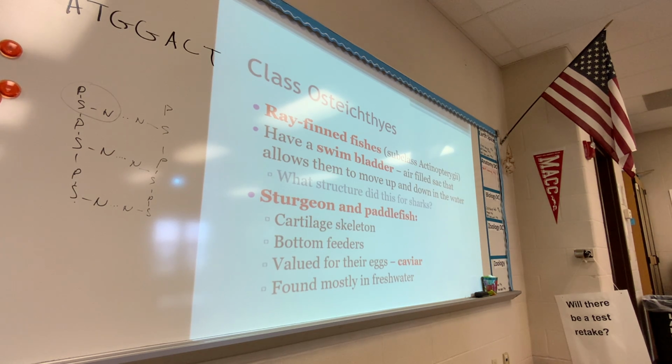Within this class, we have what are called ray-finned fish, and these are the ones that do have a swim bladder, that air-filled sac, and sturgeon and paddlefish are found within this group. The sturgeon and paddlefish are typically larger, and these are the ones that are very much valued for their eggs because they're the eggs that are most often used for caviar. They're found mostly in freshwater environments, and we have these in the Missouri and the Mississippi rivers.